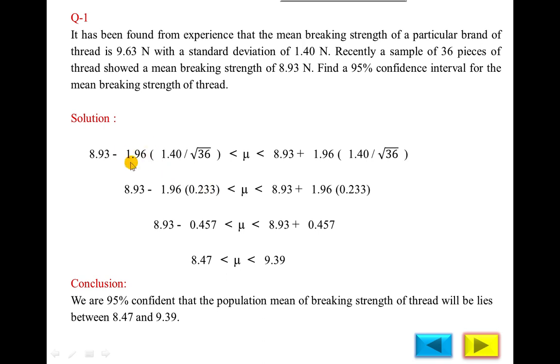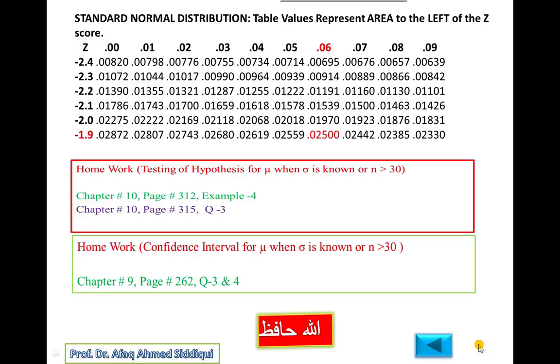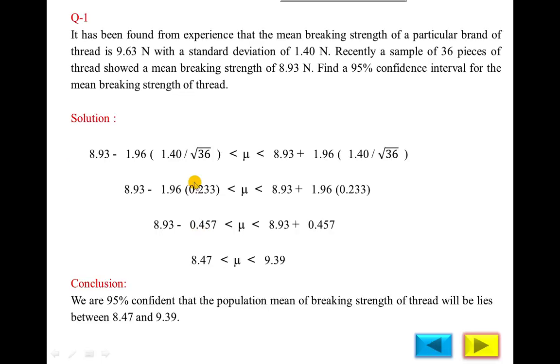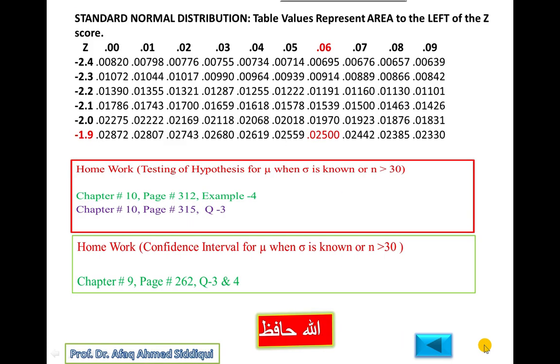And how do we find this table value? Alpha is 5%, alpha by 2 will be 0.025. Find it in the area of the probability: 0.0250, the corresponding value is minus 1.96. And 1.96. We write the negative value on the left-hand side and the positive value on the right-hand side, either the value is positive or negative.